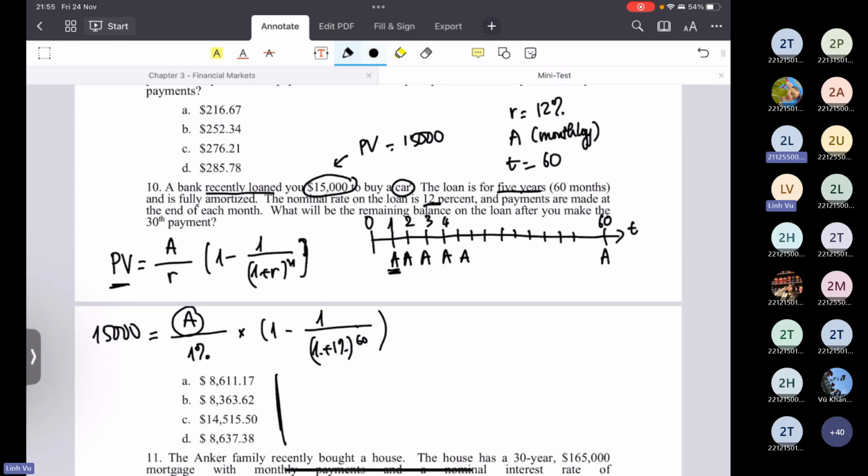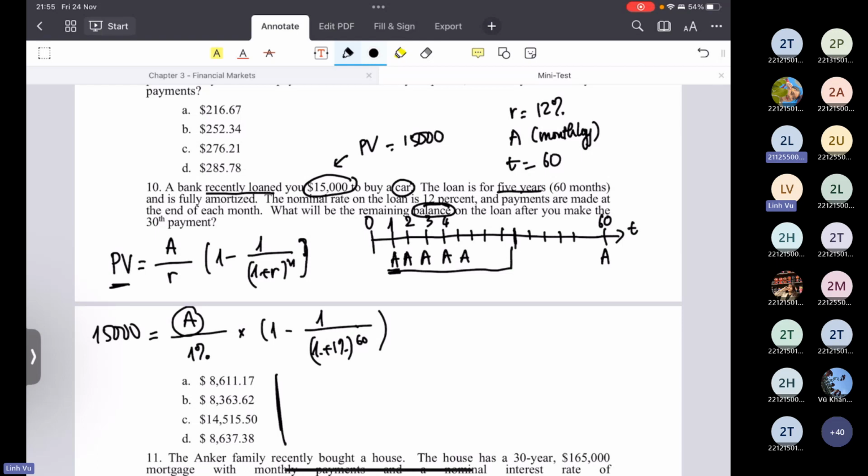Thì đề bài hỏi các bạn là what would be the remaining balance of the loan after you make the 30 payment? Tức là sau 2 năm rưỡi, đúng không ạ? Sau 2 năm rưỡi các bạn đã trả được 30 khoản monthly payment rồi thì cái phần principal amount chúng ta còn lại là bao nhiêu? Thì đề bài đang hỏi chúng ta là như vậy.